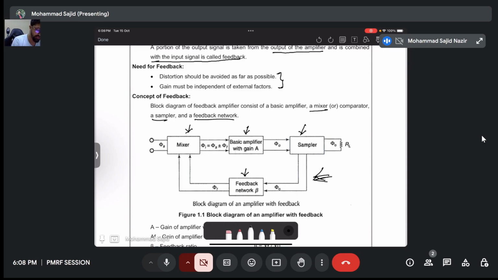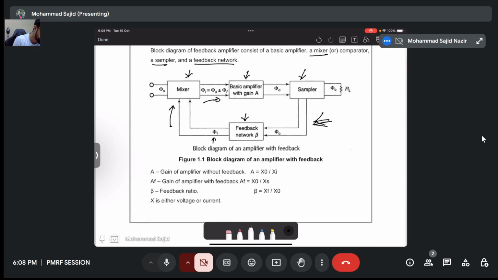The sampler takes a signal from the output through a feedback network. The feedback network may comprise several passive elements, and a part of it, or a fraction of the output signal, is fed to the mixer, and the mixer mixes the signal and gives it to the input of the amplifier. So this is the configuration of the feedback amplifier.